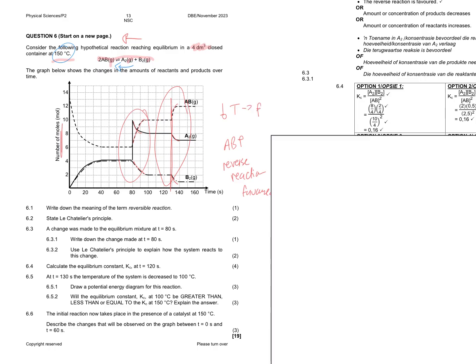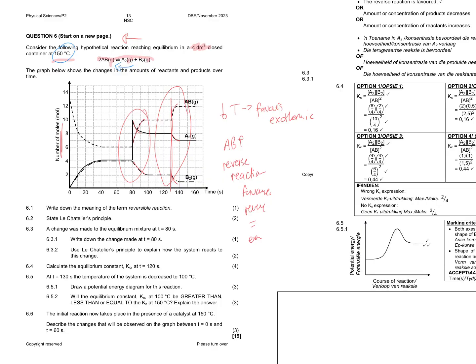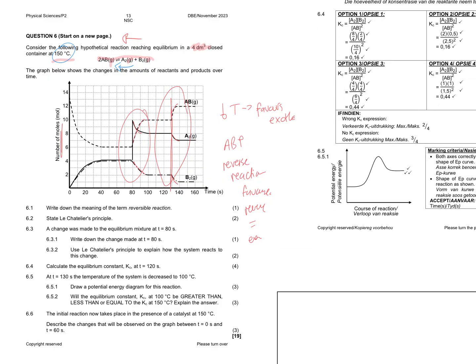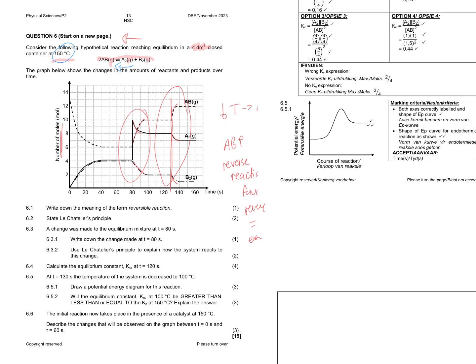Decreasing the temperature always favors the exothermic, always, because the exothermic is making heat. So decreasing the temperature favors the exothermic. In this specific case, the reverse reaction was favored, so that means that the reverse reaction is exo, which means the forward reaction is endo. You need to draw an endothermic graph, which is what they've drawn there.